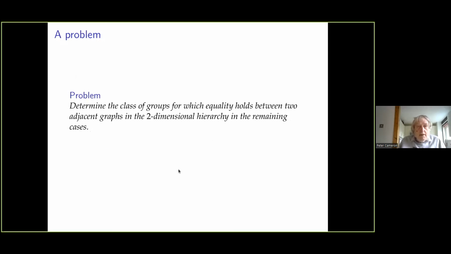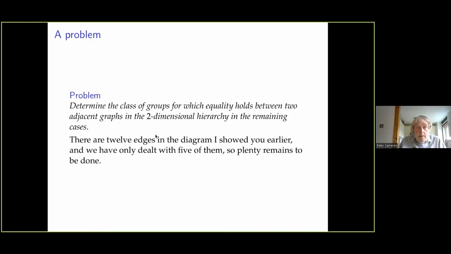So what about other pairs? I'll leave you with the problem of taking that table of 9 graphs. We know 2 of them are equal always, but in other cases, can you decide when 2 graphs are equal? For which class of groups is it the case that 2 of the graphs in that table are equal? We've dealt with the equality between the undirected graphs, the power graph, enhanced power graph, and commuting graph, and we've dealt with 2 cases in that theorem I just showed you, so there is still plenty to do.